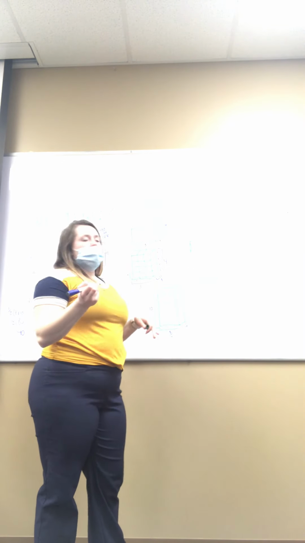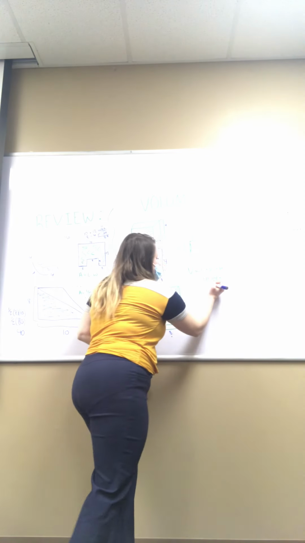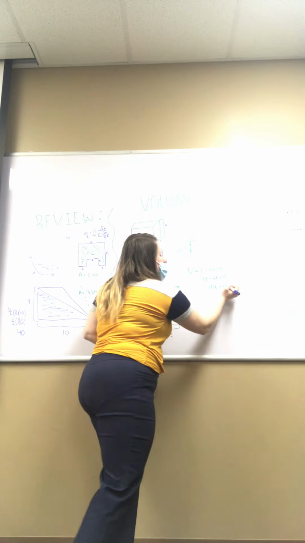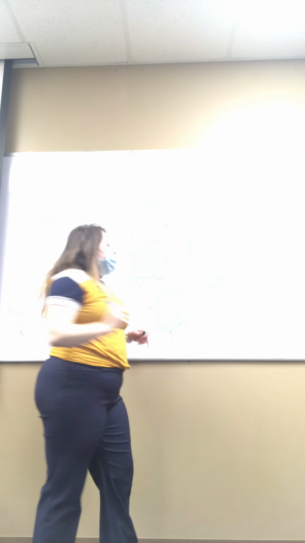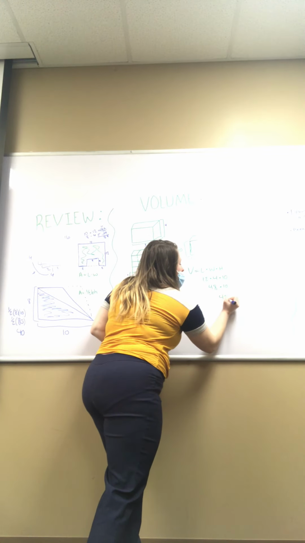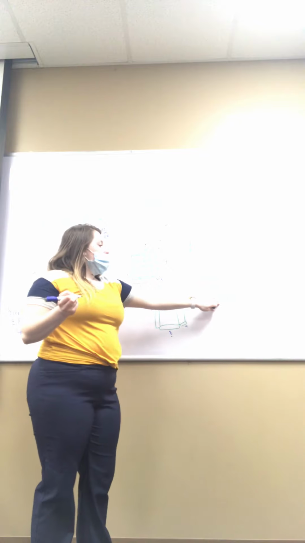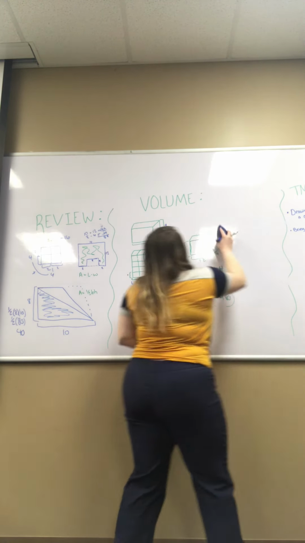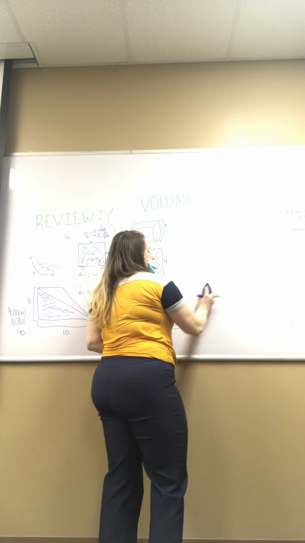All right. What is 12 times 4? Good. 48. What's 48 times 10? Remember, just move the decimal over 1. 480. So what is the volume of this prism? 480. Good job. Are there any questions about finding the volume of a rectangular prism?